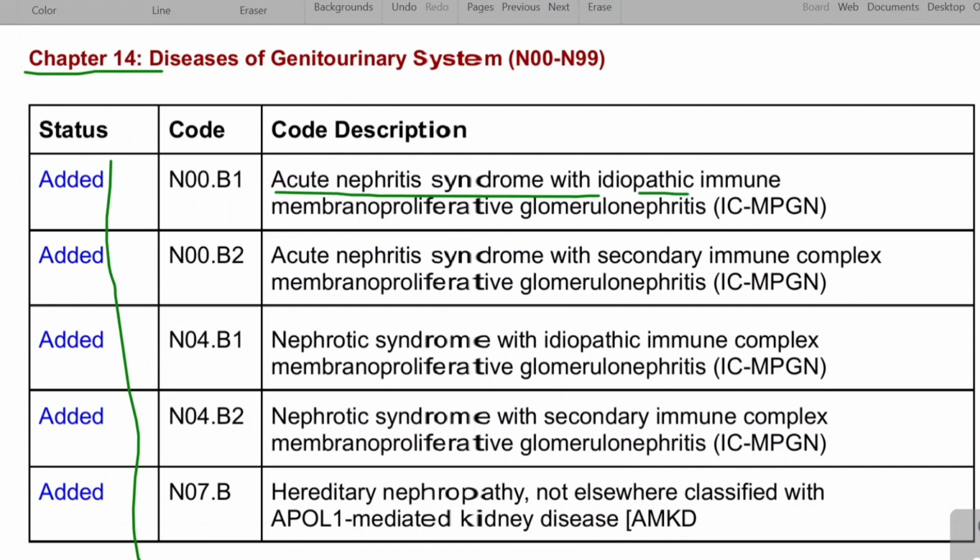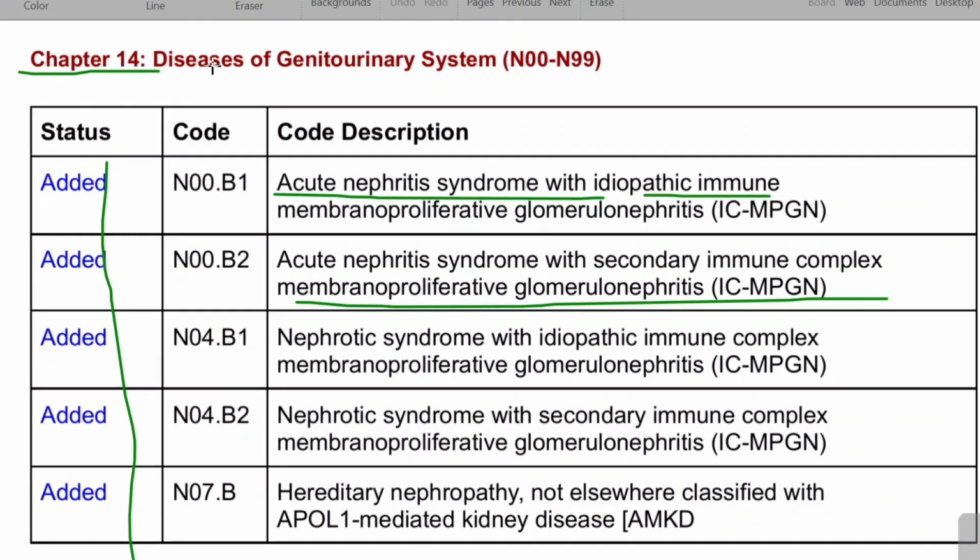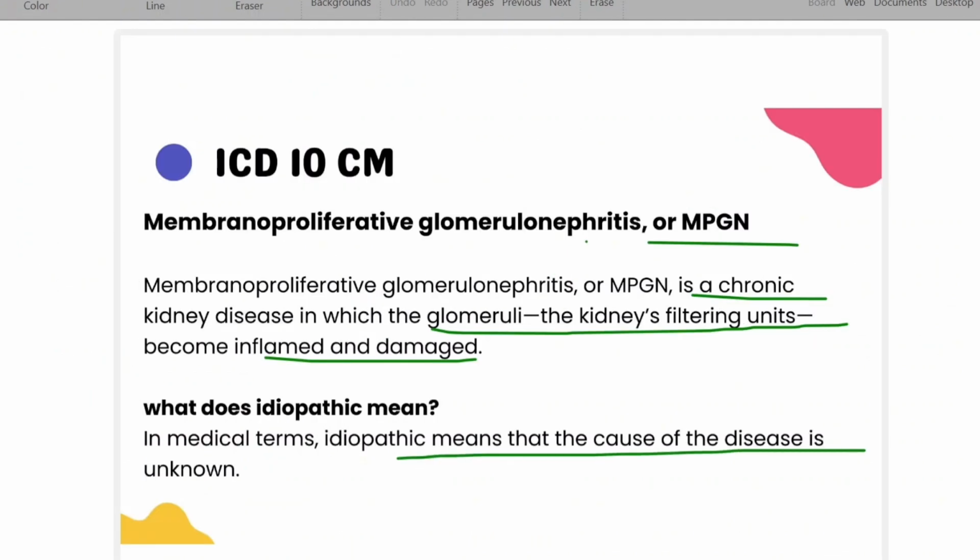of membranoproliferative glomerulonephritis. In this code, you may notice the term idiopathic. So what does idiopathic mean? In medical terms, idiopathic means that the cause of the disease is unknown. You will see this term used in many ICD-10-CM codes, such as idiopathic neuropathy. So when a condition is labeled idiopathic, it simply means that no specific cause has been identified.